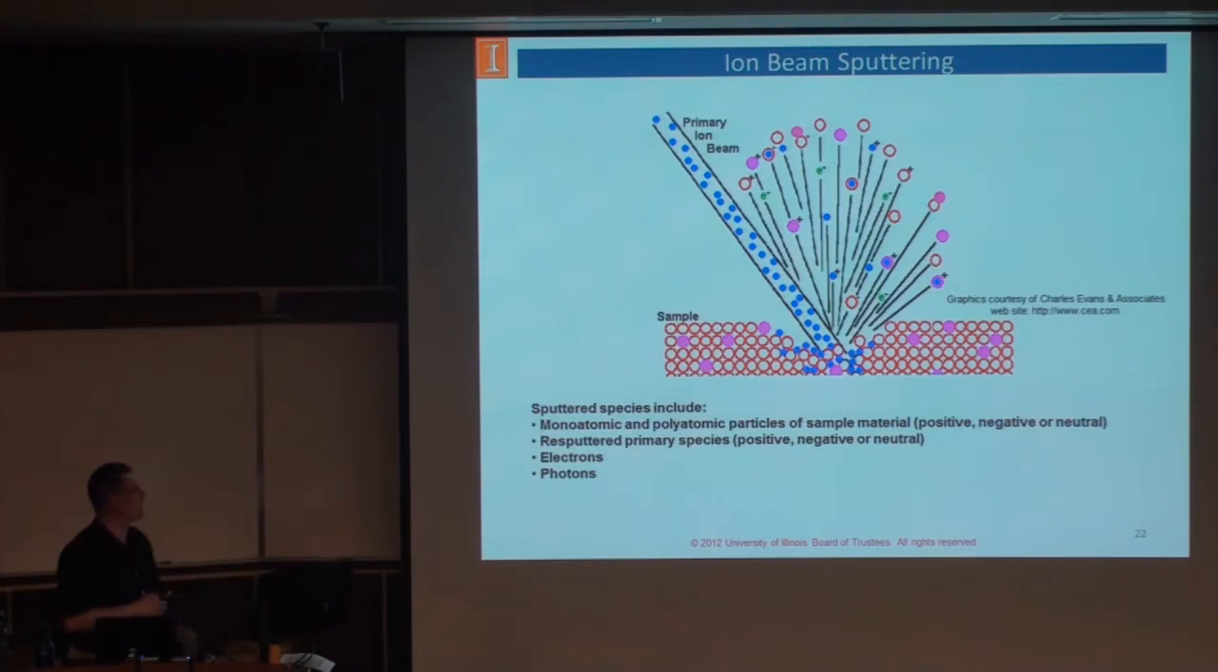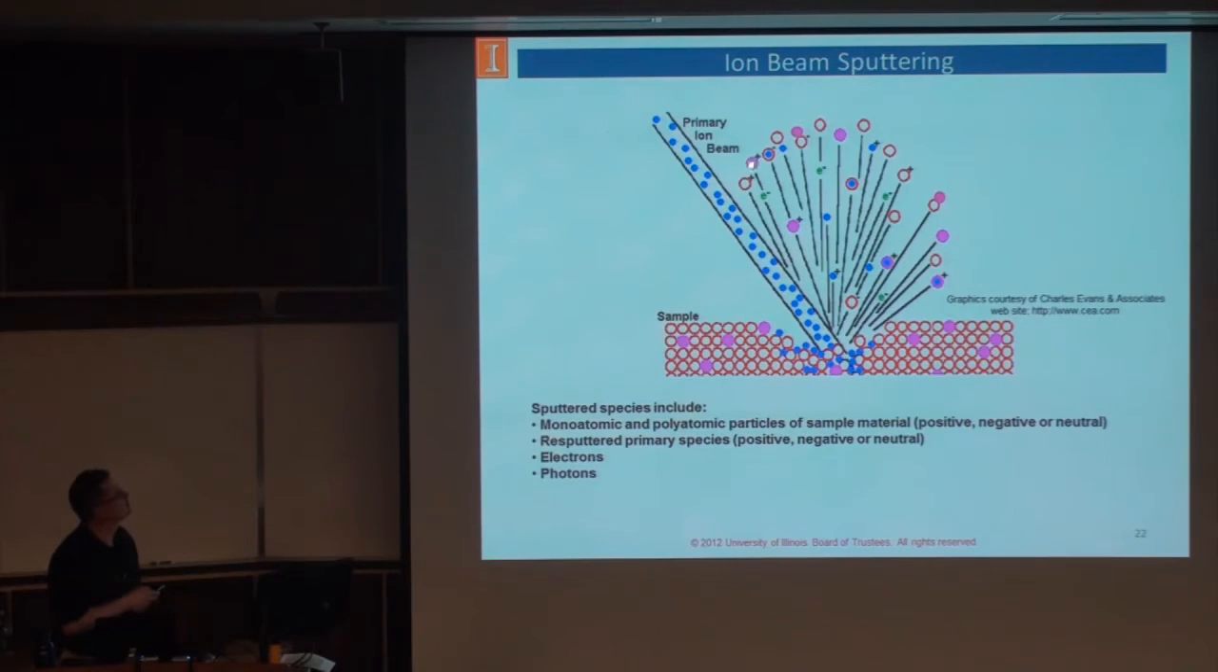So one of the first things that happens in SIMS is ion beam sputtering. So you have a primary ion beam coming in, that's our nice little blue dots here, and hitting your sample. Well, our sample consists of the red circles with some dopant, which is the magenta things. And so we're coming in, we're making a lot of damage here, and things are getting ejected out.